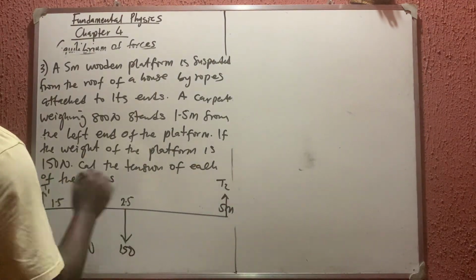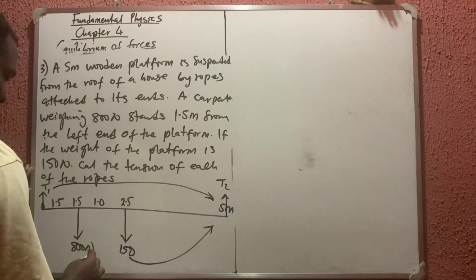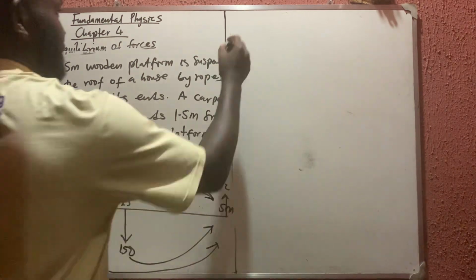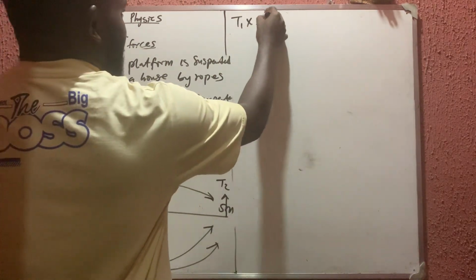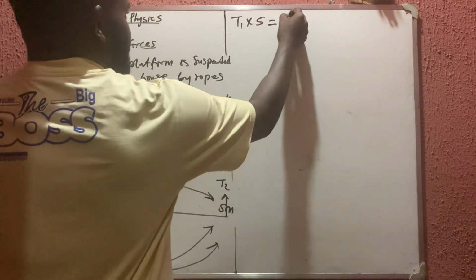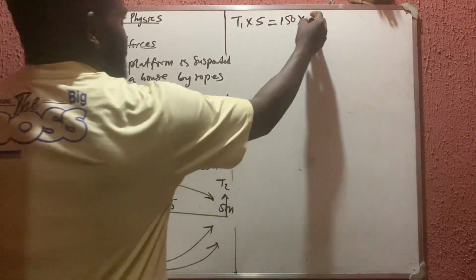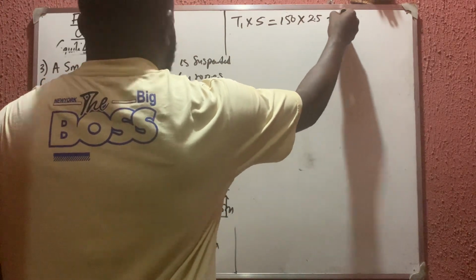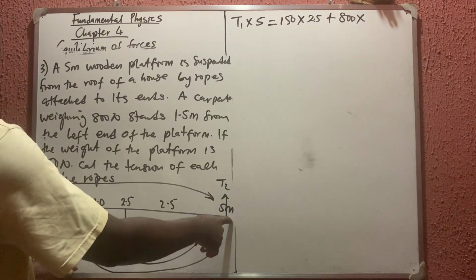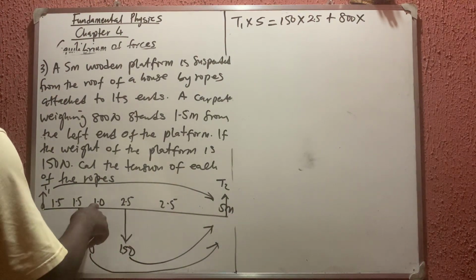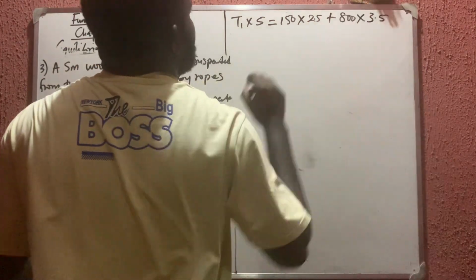We assume that everybody is acting here. So this one will act here and this one will equally act here. So we are going to have that T1 times 5, from T1 to this point, is equal to 150 times 2.5, plus 800 times 3.5, because 1.5 plus 1.0 plus 2.5 gives you 3.5. So what do we have now?